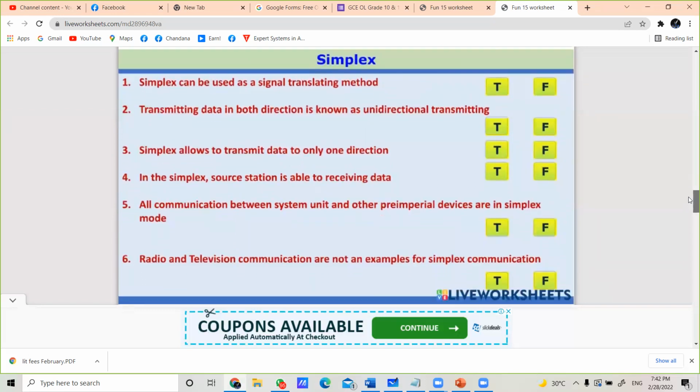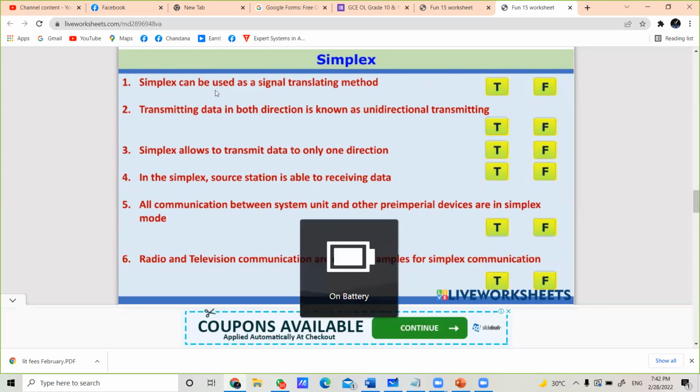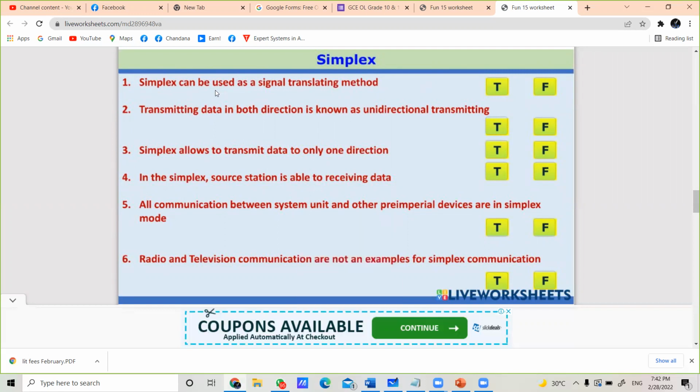Statements to determine true or false. Simplex can be used as a signal translating method. Simplex is not a translating method. It's a direction. It defines the direction. Therefore, the statement is false. Then second one, transmitting data in both directions is known as unidirectional. Both directions is not uni. Uni means only one direction. Therefore, the statement is false.